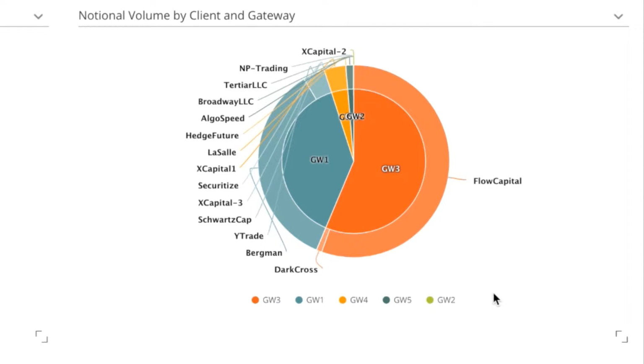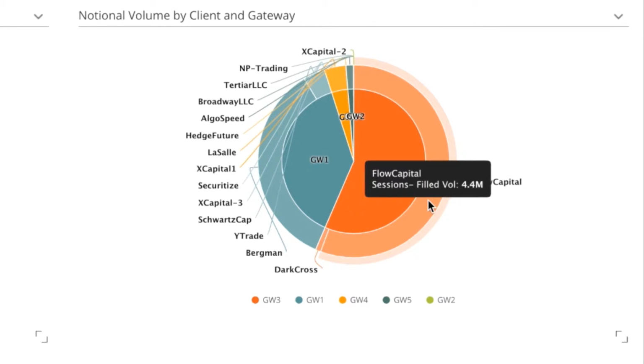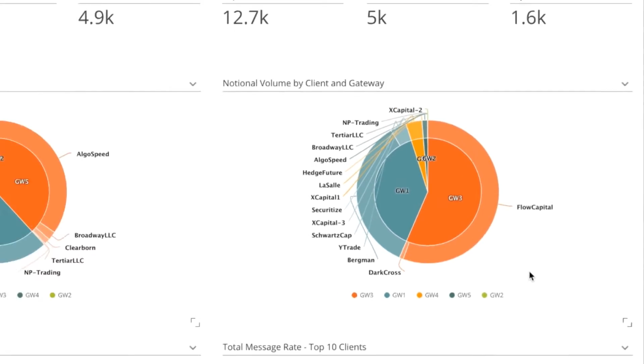And then on the right hand side, we can also see how the trading activity, the actual fills themselves, are balanced across the gateways too. And in this case, we can see the majority of them are currently on gateway 3, and these guys, Flow Capital, are responsible for the majority.